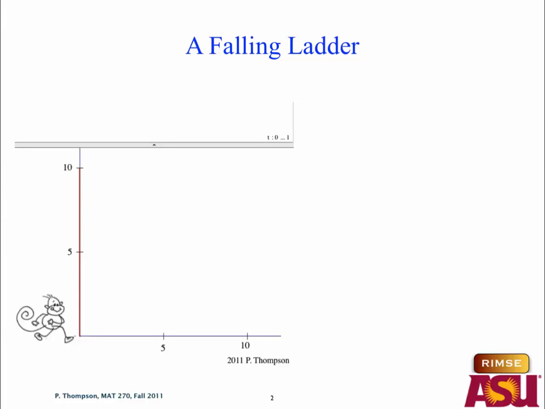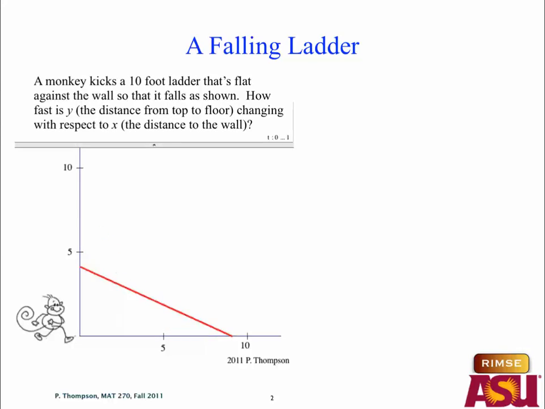Okay, so I've got this ladder. It's up against the wall, and I've got this very tricky monkey, and he kicks the bottom of the ladder, and it makes the ladder fall. Okay, so here's the setup. A monkey kicks a 10-foot ladder that's flat against the wall so that it falls as shown. How fast is y, the distance from the top of the floor, changing with respect to x, the distance to the wall?